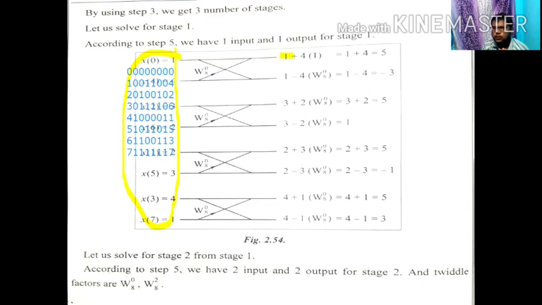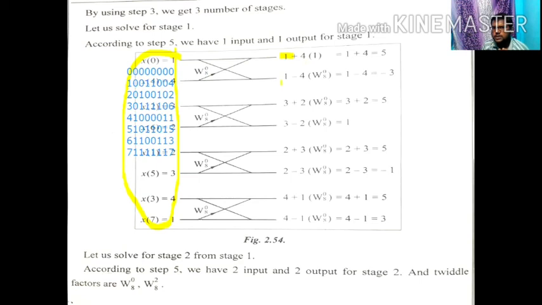Next, the input here is 4. This 4 should be multiplied with W8 power 0. W8 power 0 value is 1, so 4 into 1. Here the sign should be plus, A plus B W_N power k. So 1 plus 4 is equal to 5.